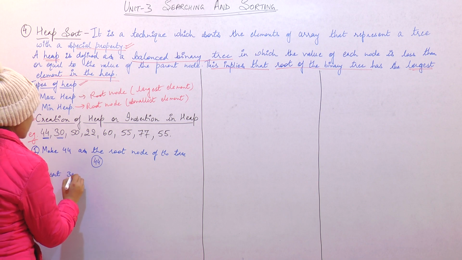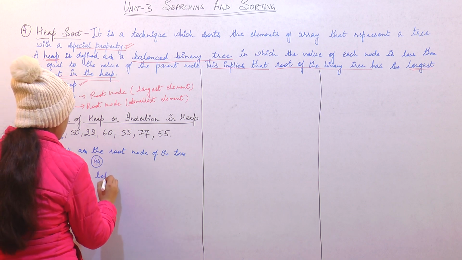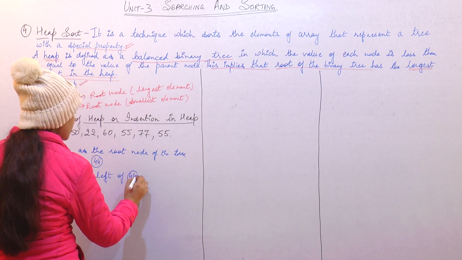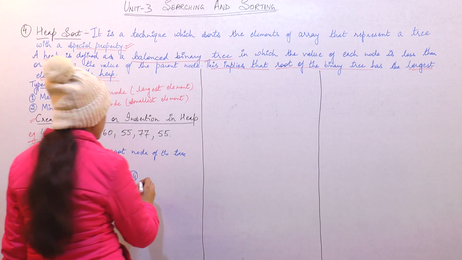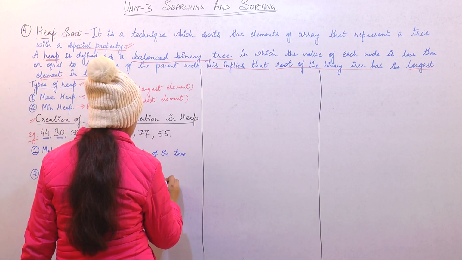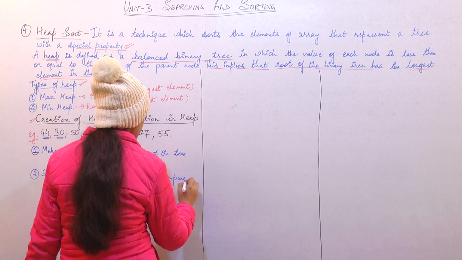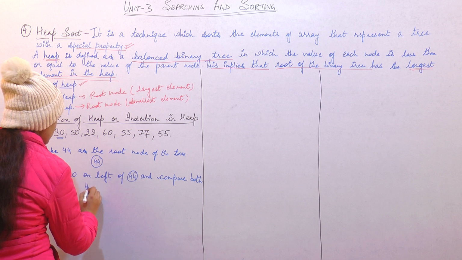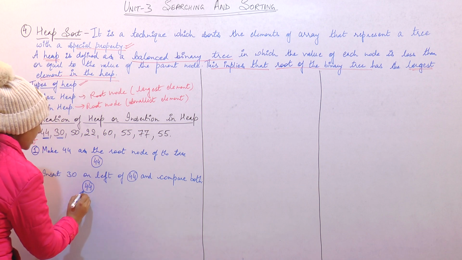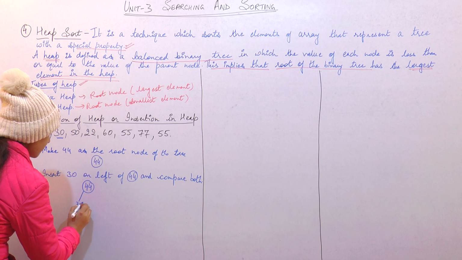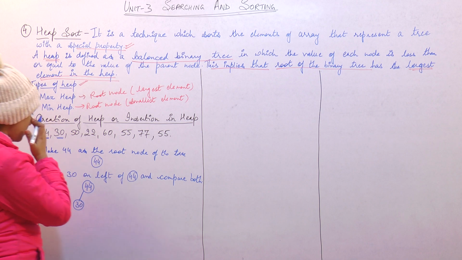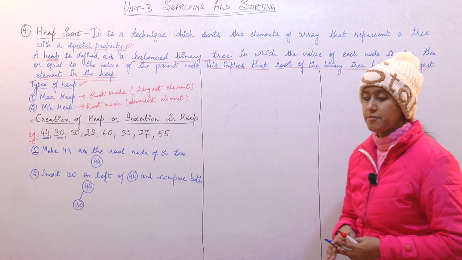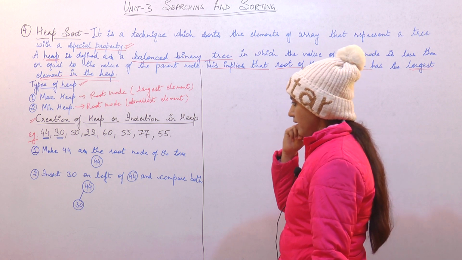Insert 30 on left of 44, that is the root node, and compare both. Now what we will do, we will insert 30 on the left of root node 44. Now after inserting 30 on the left of root node 44, we will compare both the elements.